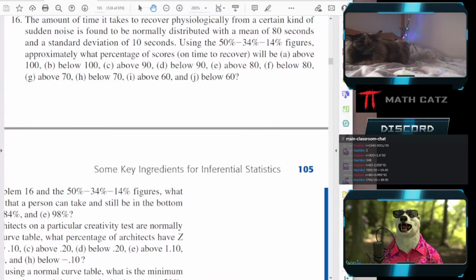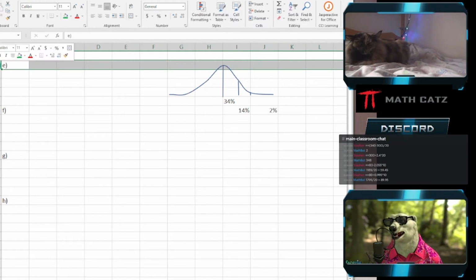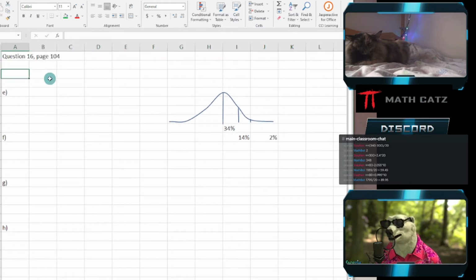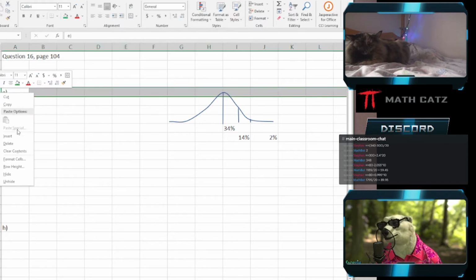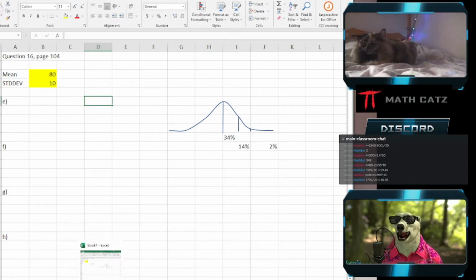So now I want to know, well, stuff is given, a mean of 80 and a standard deviation of 10. Let's take note of that. Let's make some space here because it's separate from the questions. Specifically, a mean of 80, standard deviation of 10. These are input, so I don't miss them. I make them a nice, recognizable, noticeable yellow.